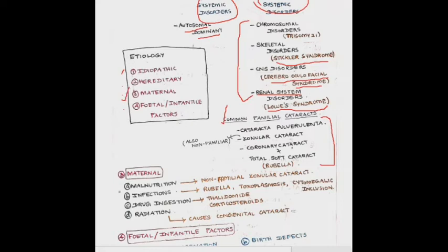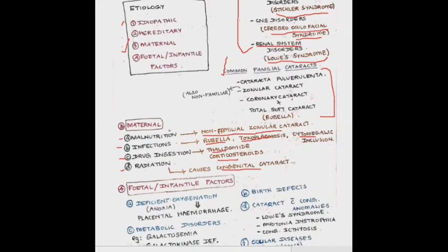Maternal etiology includes malnutrition, infections, drug ingestion and radiation. Malnutrition mainly causes non-familial zonular cataract. Infections, which mainly include the TORCH infections, here rubella, toxoplasmosis and cytomegalovirus are taken into consideration. Then drugs, which mainly include thalidomide and corticosteroids. Radiation, most cases with exposure to radiation cause congenital cataract.